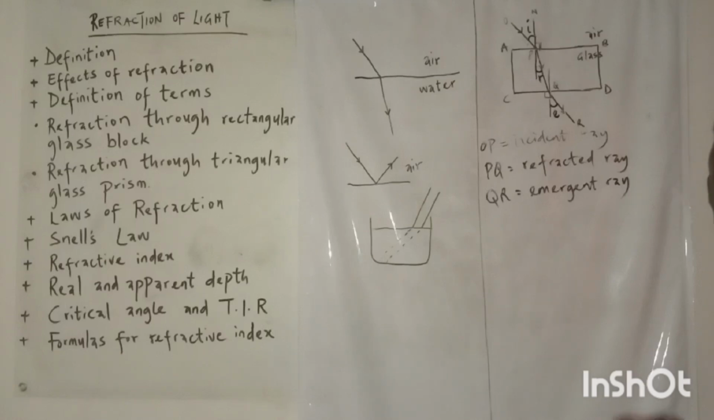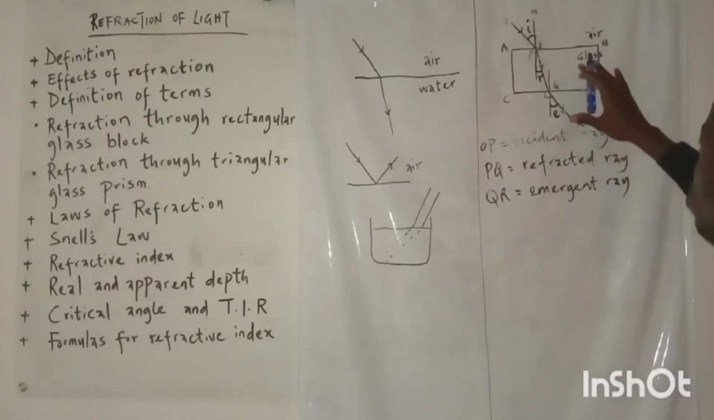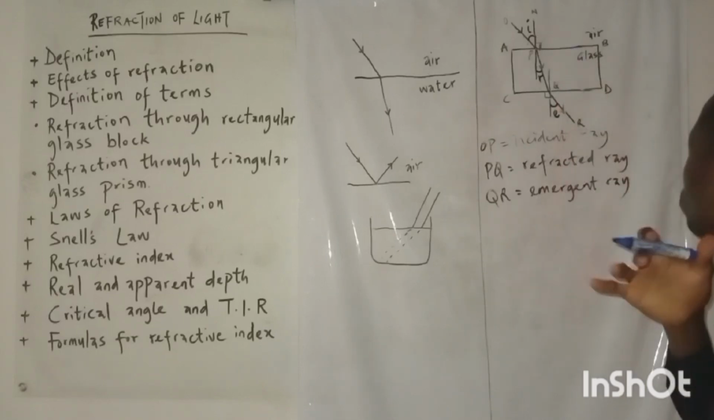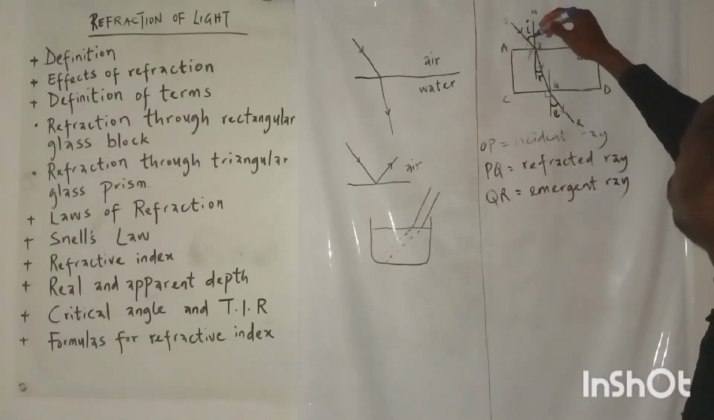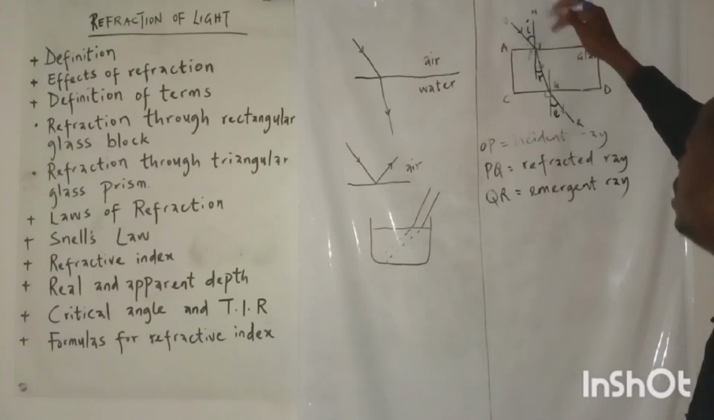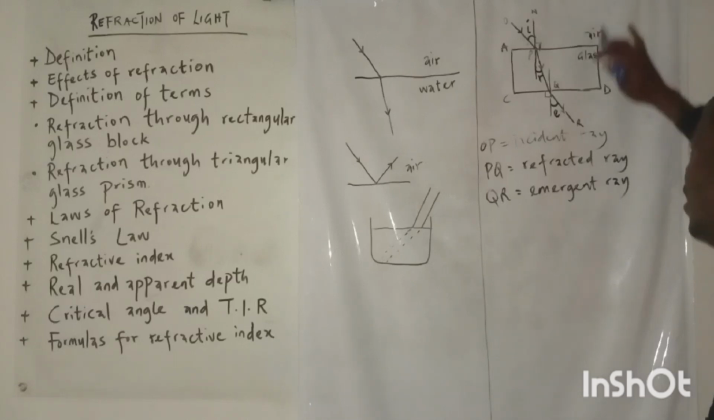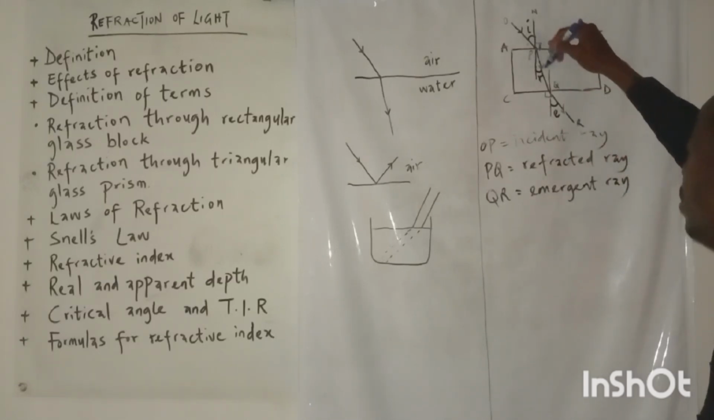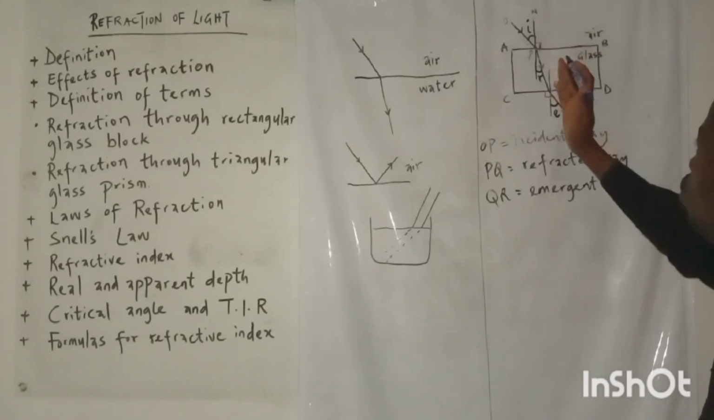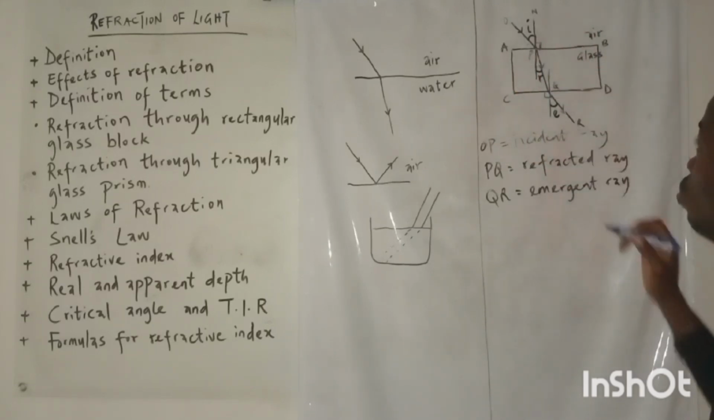Before we leave this, you will notice that the angle of incidence in air is greater than the angle of refraction in glass. It is because air is less dense than glass. Glass is denser than air. So when light bends, the bending will be towards the normal, and therefore the angle will be small.